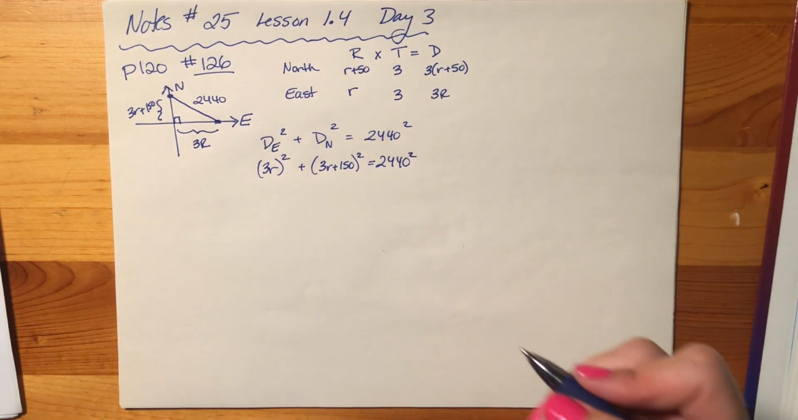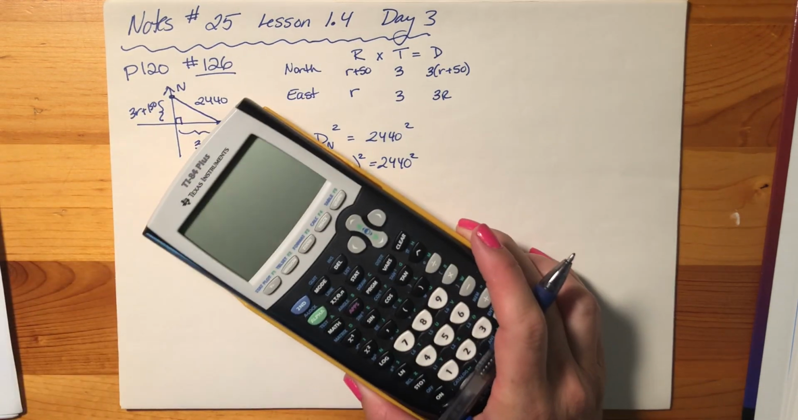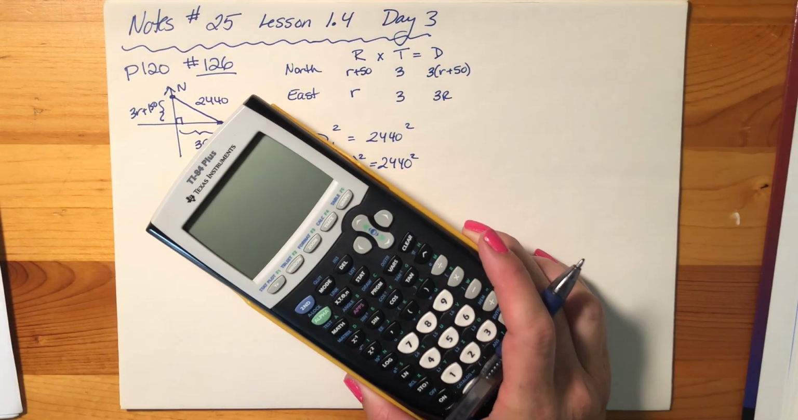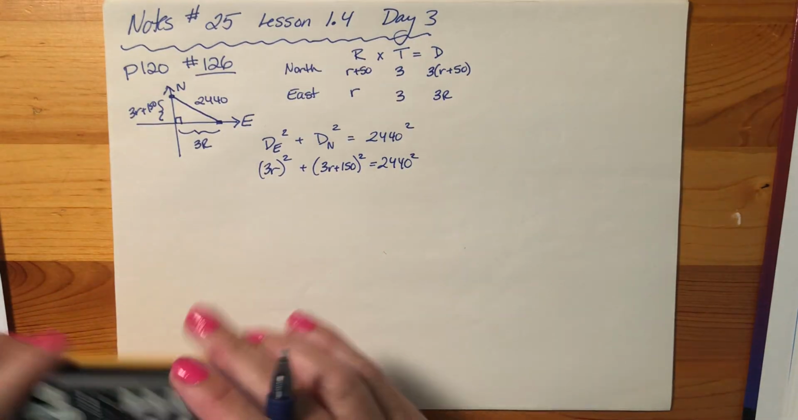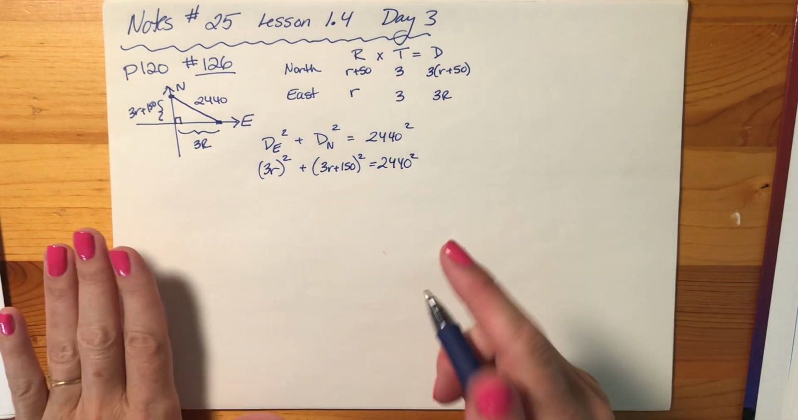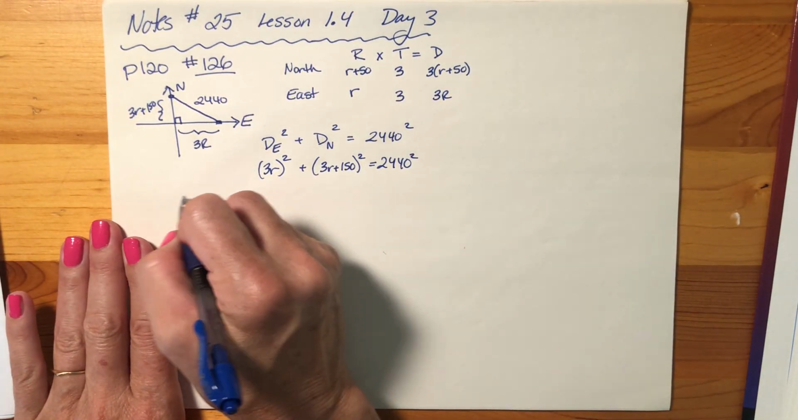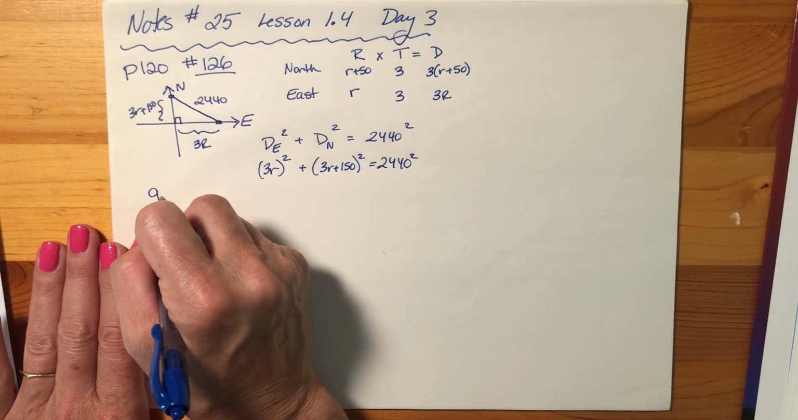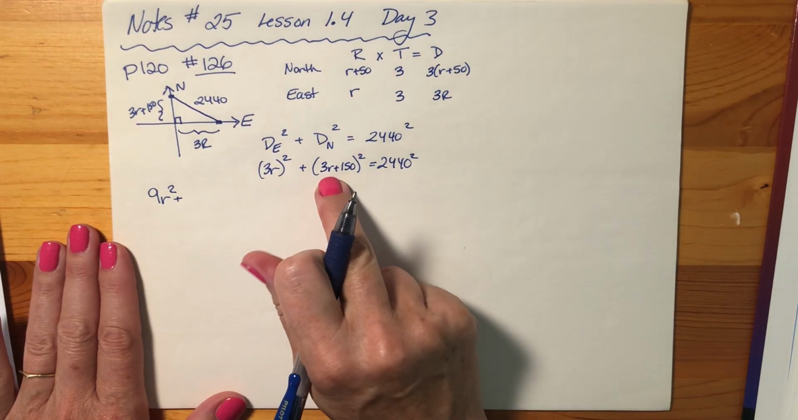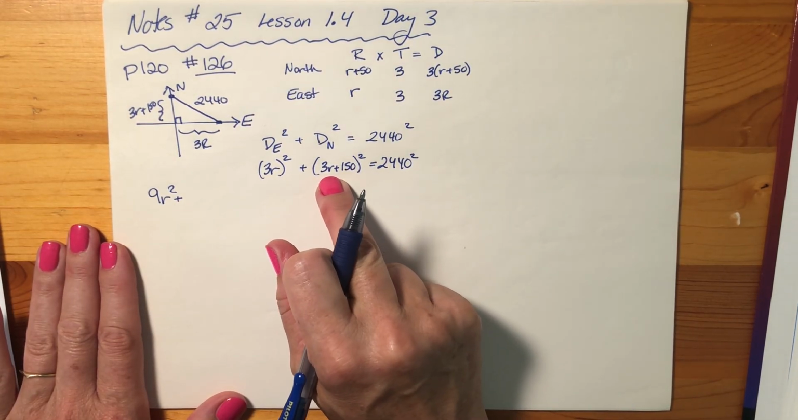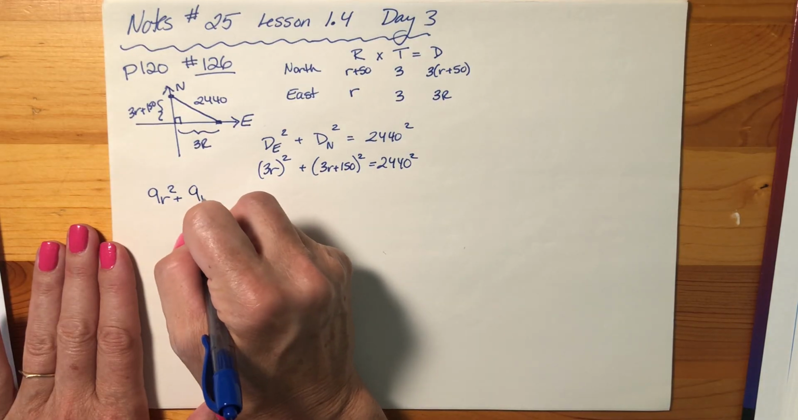Now, you guys, I'm not cruel or anything. I am okay with you using a graphing calculator here for all of this. I will have to FOIL this out. So I'm going to start over here, which would be 9R squared. I need to FOIL this term. So that's going to be 9R squared.